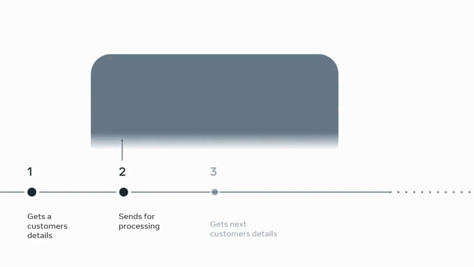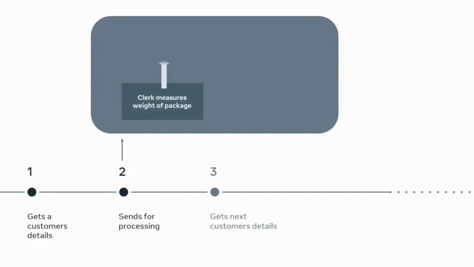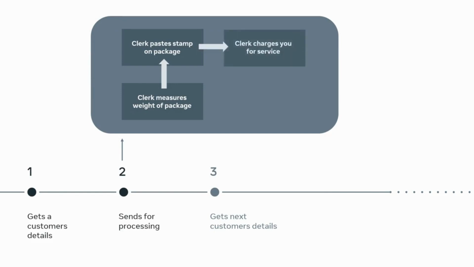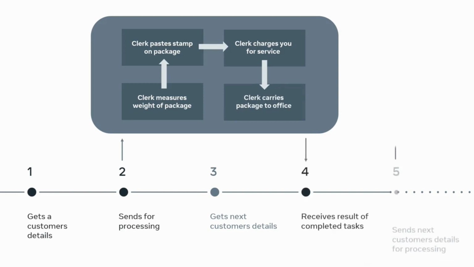Since JavaScript is not at all equipped to multitask, a way to go around this issue is as follows. First, JavaScript gets your details. At the same time, it calls a clerk to measure the weight of the package. Then, JavaScript calls yet another clerk to paste some stamps onto the package. JavaScript calls yet another clerk to charge you for the service, and yet another clerk is called to carry the package to the back office, allowing JavaScript to take care of the next customer. Essentially, this delegation of duties is what's referred to as asynchronous JavaScript.